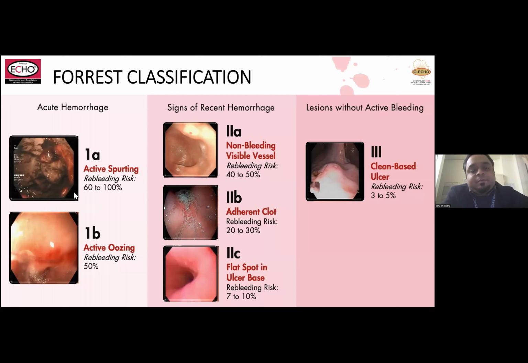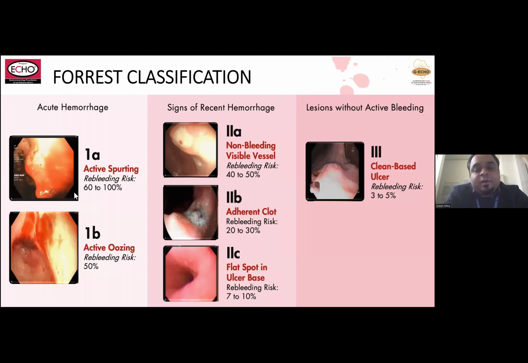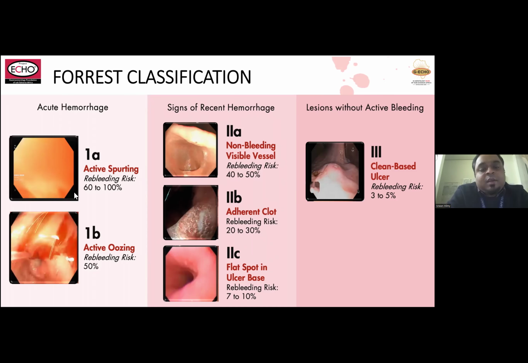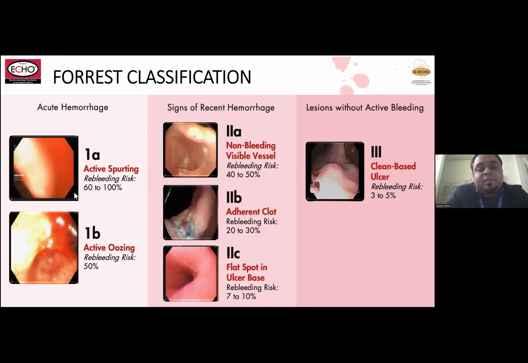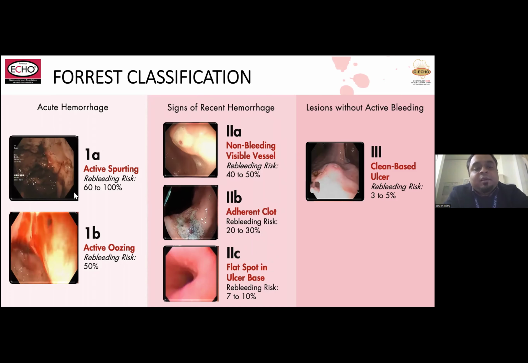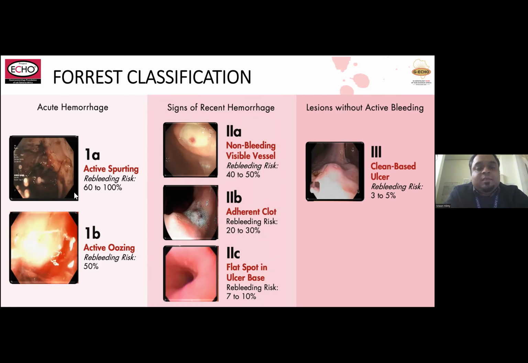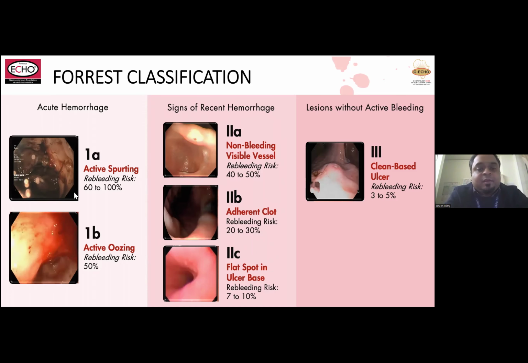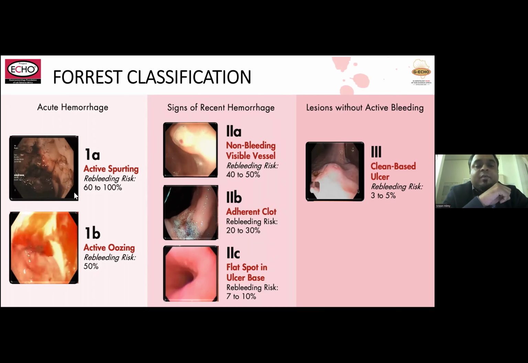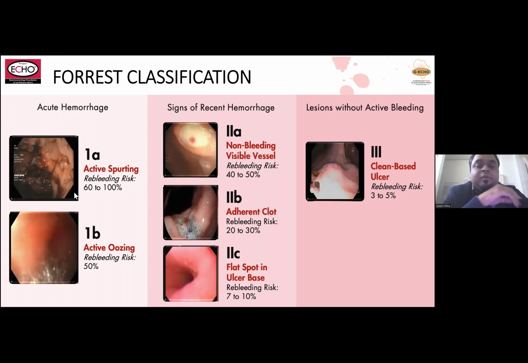Then adherent clot. These are patients who have adherent clots, and they are at 20 to 30% risk of rebleeding. The American guidelines say if you wash with force and can dislodge the clot and reveal what's underneath, then you have to intervene. Some guidelines say not to intervene, so it's a bit of a gray zone. But most of the time, we take a snare or biopsy forceps, try to move the clot, and then intervene.